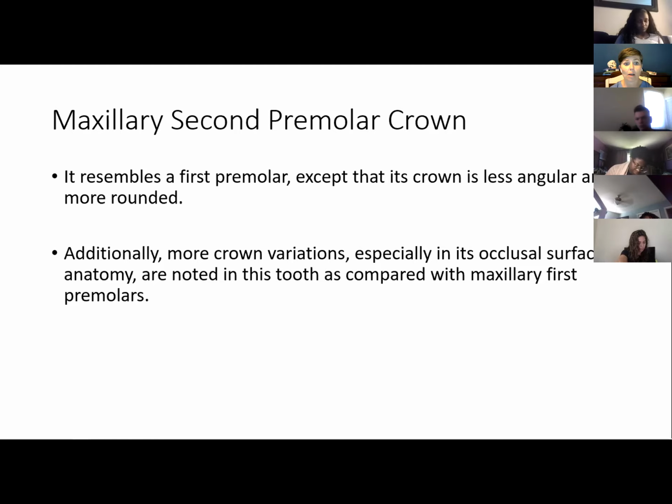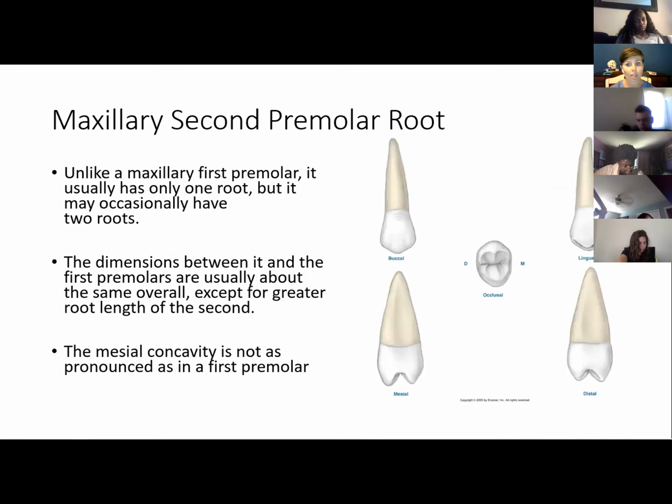The occlusal surface anatomy has noted differences in this tooth as compared to the maxillary first premolars. There are different shapes for these. Unlike the maxillary first premolar, which is bifurcated, this one has one root. The dimensions between it and the first premolars are usually about the same overall, except for the greater root length of the second premolar. The mesial concavity, although present, is not as pronounced on the second premolar as it is on the first premolar.